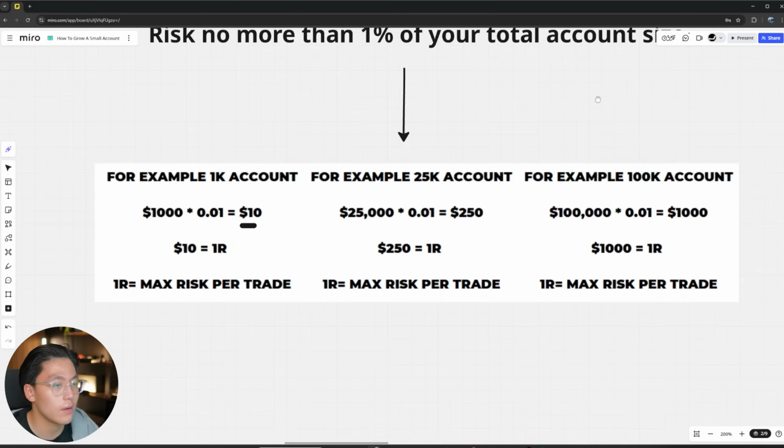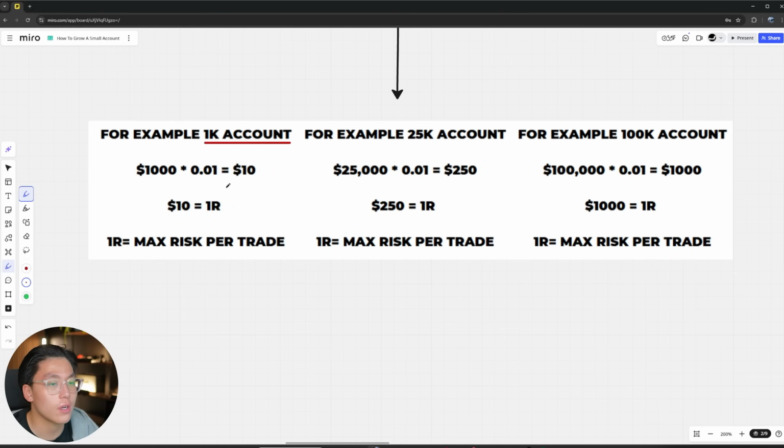So if you scroll down here, for example, if you have a $1,000 account and we risk about 1% here, that's only going to be $10. Strictly speaking off percentages, but if we have a bigger account, you can see a $25,000 account. Now we're going to be risking around 250 bucks.